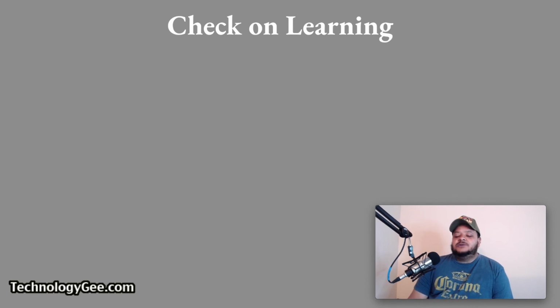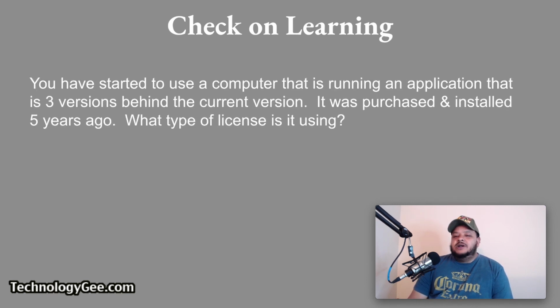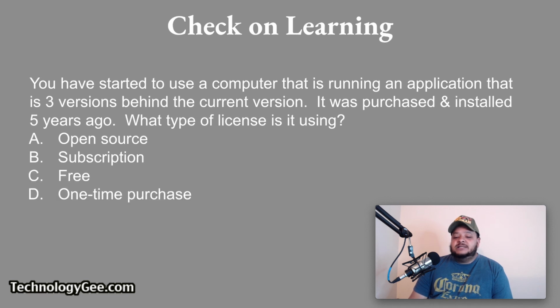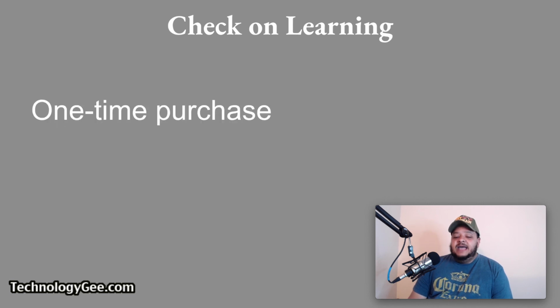Self-explanatory. Next question. You have started to use a computer that is running an application that is 3 versions behind the current version. It was purchased and installed 5 years ago. What type of license is it using? Is it open source? Is it subscription? Is it free? Or is it one-time purchase? So you bought something 5 years ago. That software that you bought 5 years ago is 3 versions behind the current. The correct answer will be, that is a one-time purchase, ladies and gentlemen, a one-time purchase. If you were using a subscription-based license, your subscription would be automatically updated.